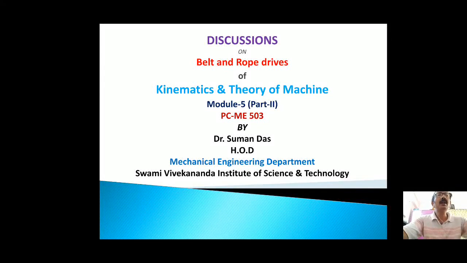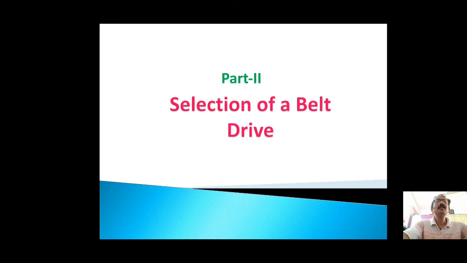This is on belt and rope drives, that is Kinematics and Theory of Machine, Module 5, Part 2, PCME 503. That is selection of belt drives. Today we will discuss the selection of belt drives.